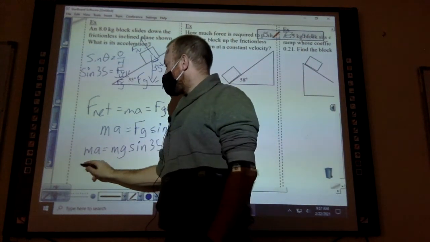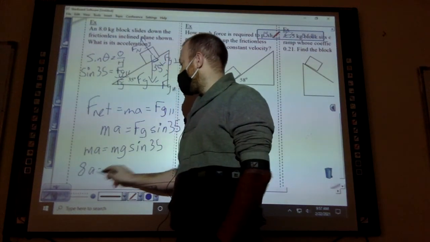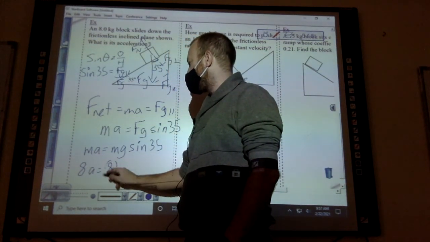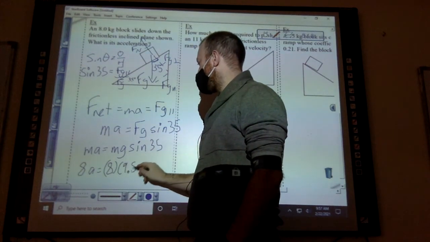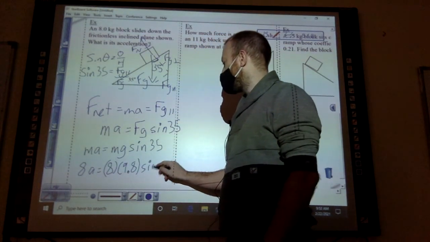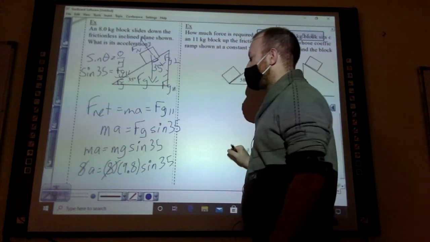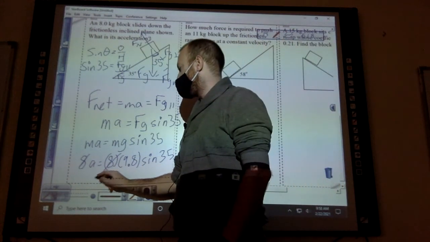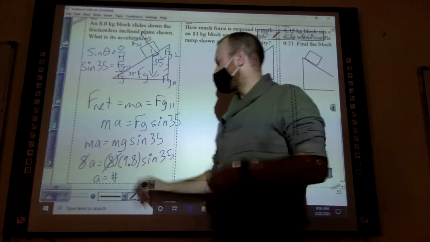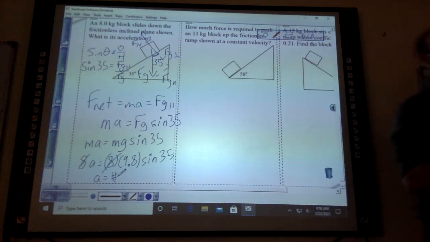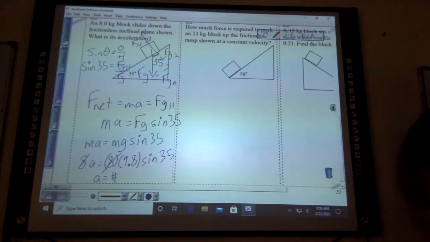So plug in numbers for this. So 8 times A equals 8 times 9.8 times sine 35. Again, notice those can cancel. And you'll get some number for A. Like I've said before, I'm not so much worried about getting the final answer at this point. All the steps up to this point are what you need. By now you should know how to type in 9.8 times sine 35 in your calculator. Hopefully.